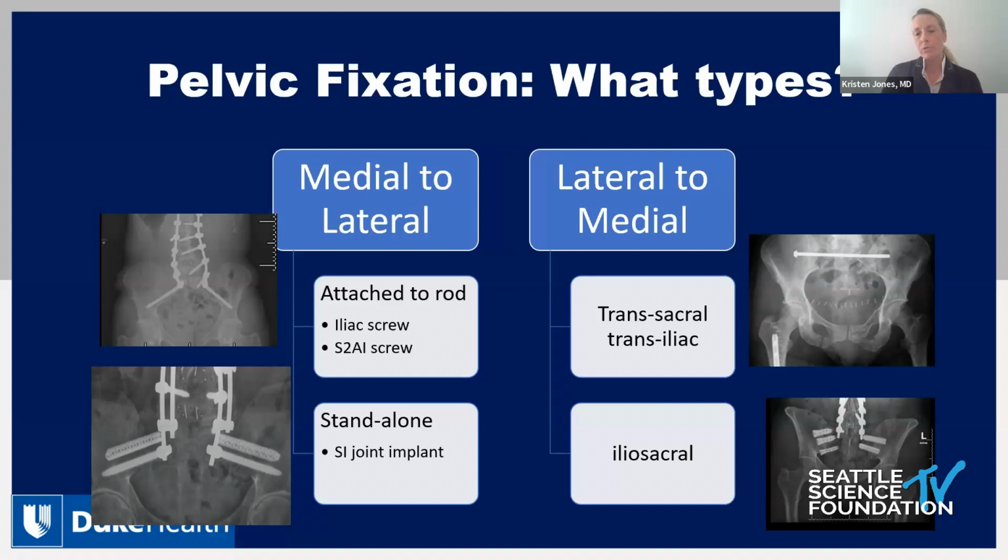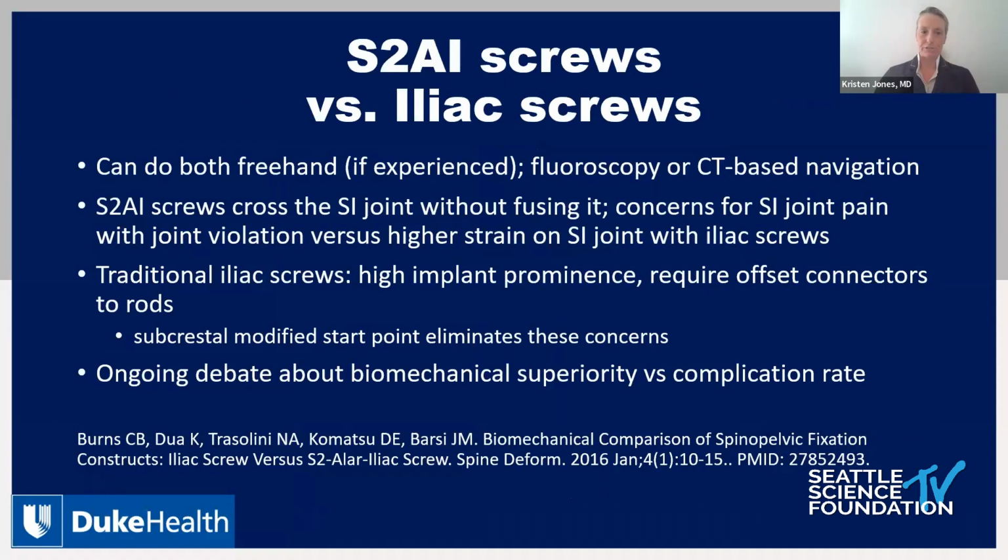And if I have a patient with pure SI joint pain that maybe is coming to me previously has had a solid fusion and their alignment is good, then I might choose to do a minimally invasive approach from lateral to medial across the SI joint. So those are the options on the right. And then the options on the left, of course, we can do fixation that we attach to rods or standalone fixation like an SI joint implant that we place from medial to lateral that we don't attach to rods. So there are lots of different options here.